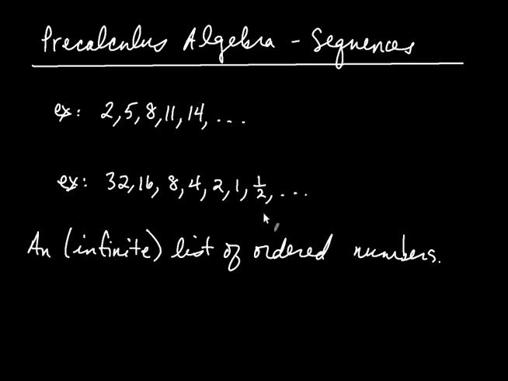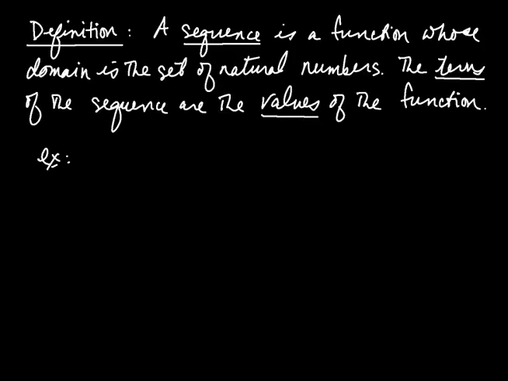We're actually going to need a more formal definition of this because it's going to make some of the terminology easier to work with. So let's go ahead and give a more formal definition, but you pretty much know what a sequence is looking at these two. Definition: a sequence is a function whose domain is the set of natural numbers. And the terms of the sequence are the values of the function.